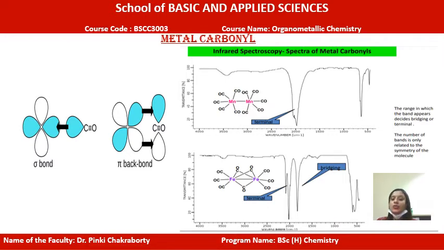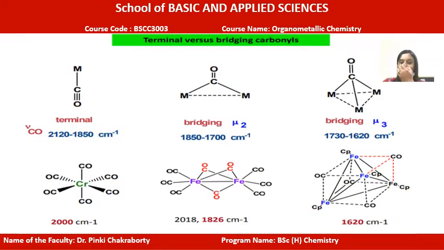So just by knowing the IR spectroscopic value in a given organometallic compound, you can easily identify whether the carbonyl is in terminal mode, or in bridging mode, or whether both types of modes are present in your complex. This will give you a better idea.